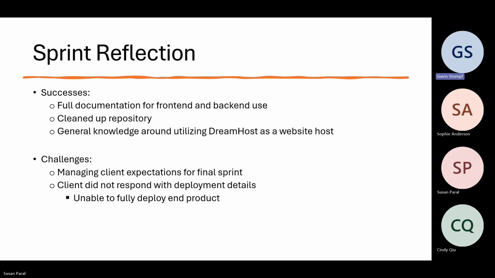Looking back over this most recent sprint, we evaluated what went well and what didn't. Documentation went well. It was great. We were able to accurately assess everything that was needed. Additionally, we made some improvements to the repository organization and learned a lot about using DreamHost as a website hosting mechanism, although we didn't get to accurately implement that with our current project, but we now know how to do that if we needed.